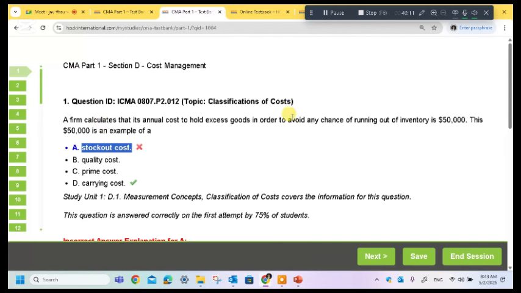Here what they say is, to avoid such a situation what you are spending, so still stock out has not happened, right? So you cannot call it stock out cost. It's not quality cost also. Quality cost means any quality related cost, training of staff, monitoring, inspection, nothing like that. Prime cost is direct material, direct labor. So the most relevant cost name for this is carrying cost. Why carrying cost? It's a past cost. Hold excess goods in order to avoid, which is 50,000 worth. So this 50,000 must reflect the past purchase price of the inventory.